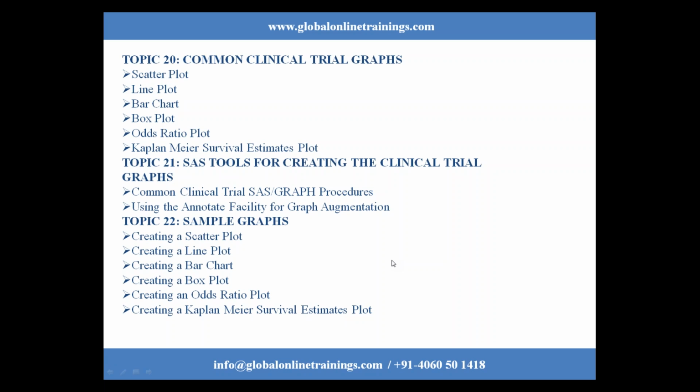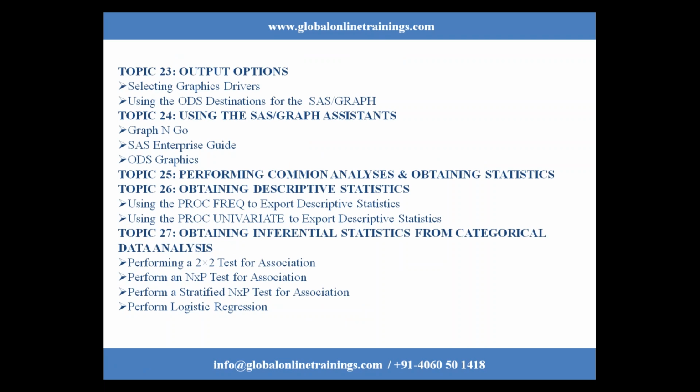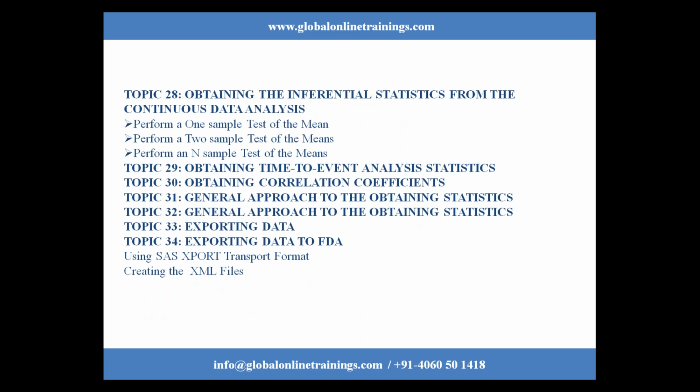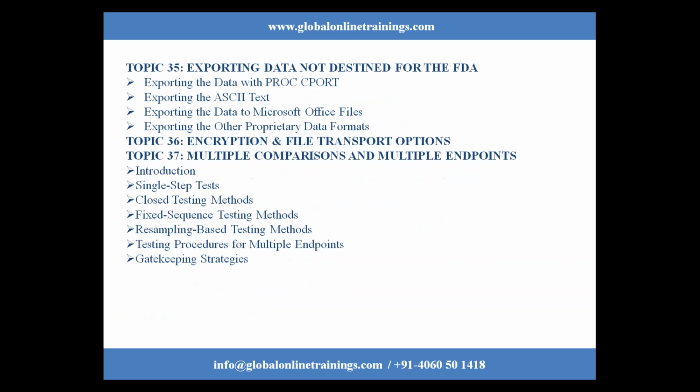The next one is SAS tools for creating clinical trial graphs, with 20 sample graphs. The next one is output options, including selecting the graphic drivers. Next is using the SAS graph assistant and performing common analysis and obtaining statistics: obtaining descriptive statistics, obtaining interval statistics from categorical data analysis, obtaining interval statistics from continuous data analysis, obtaining time to event analysis statistics, obtaining correlation coefficients and exploring the data.